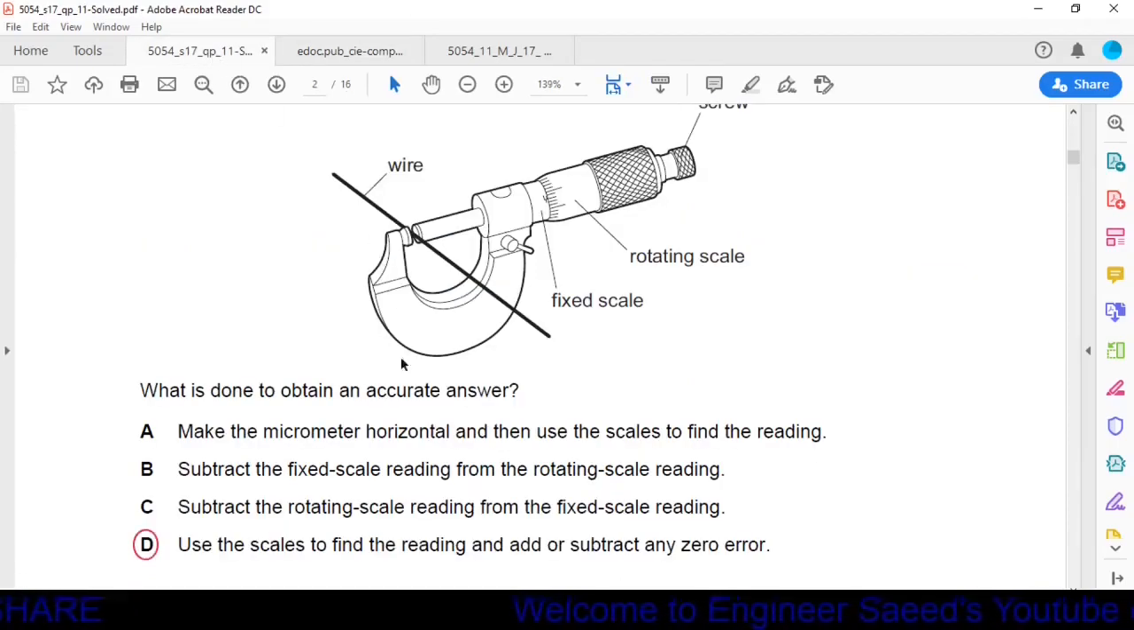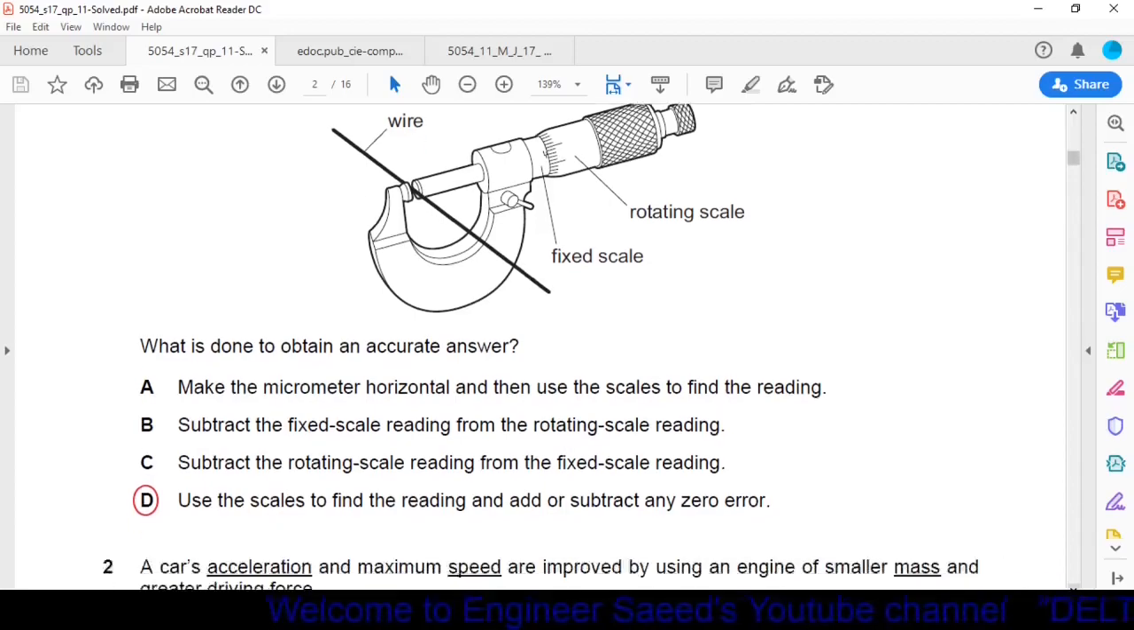So what do we have to do to obtain an accurate answer? Use the scales. Use the scales means we have to use the main scale and the circular scale to find the reading and add or subtract any zero error. Means if there is a positive zero error, then we have to subtract. If there is a negative zero error, then we have to add. So option D is the correct one.